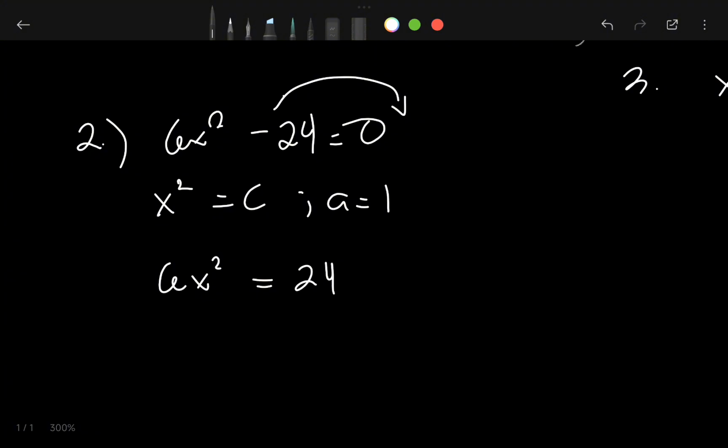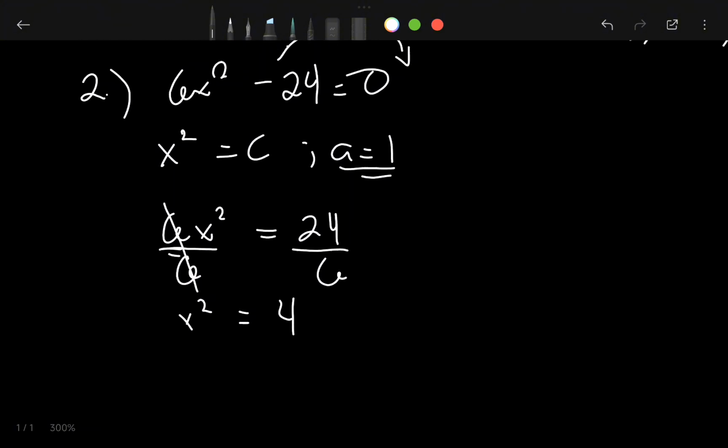Now, as you can observe, before we apply the square root property, we need to make sure that a is equal to 1. But in this case, a is greater than 1, so we cannot immediately apply the square root property. Therefore, there's still a need for us to cancel out the numerical coefficient 6, or to manipulate our equation. So we just need to divide both sides by 6 so that we can cancel 6 here. Then we can now bring down x squared is equal to 24 divided by 6, which is 4.